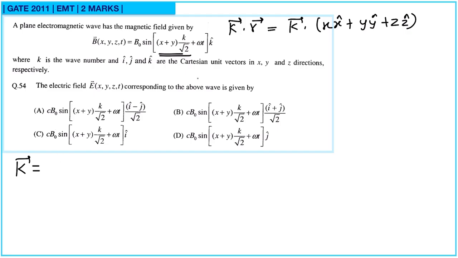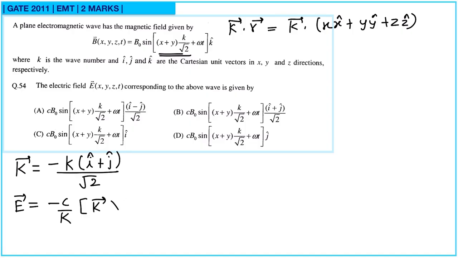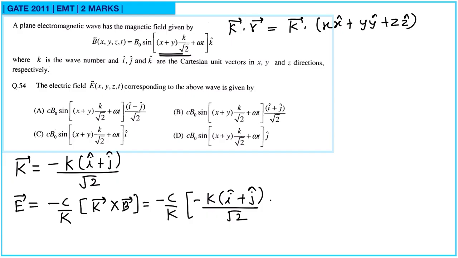And for this wave, if we are considering it is going in the forward direction, this will be omega t minus of kx. So this k bar can be written as minus of k into (i cap plus j cap) upon root 2. So this will be k bar. Now E bar is equal to minus of c by k into k bar cross B bar. So this will be equal to minus of c by k, k bar is minus of k into (i cap plus j cap) by root 2, cross B bar.